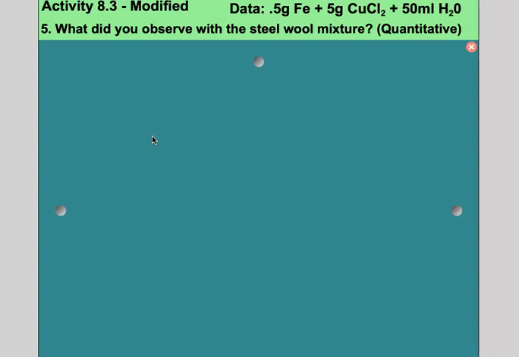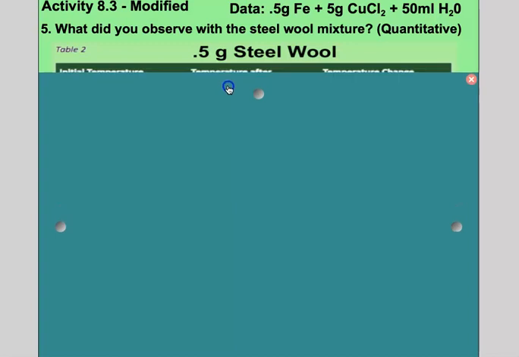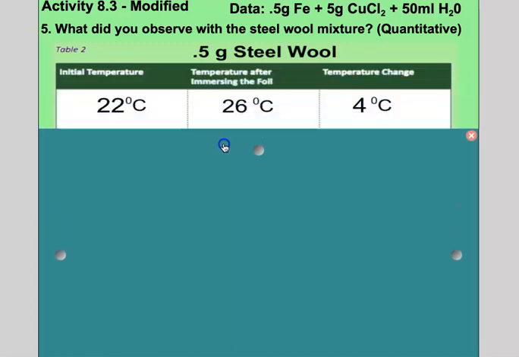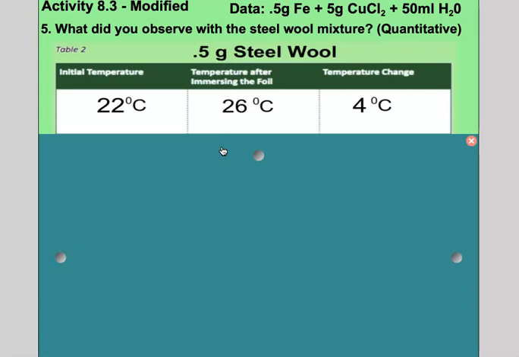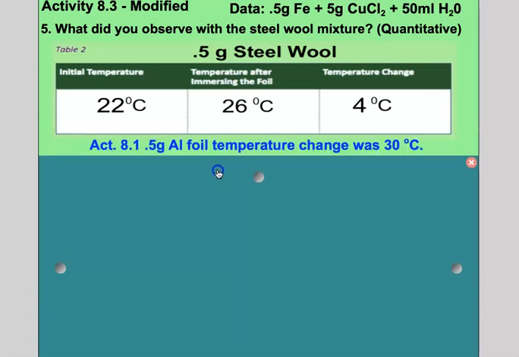So what did you observe with the steel wool mixture? The quantitative data. I have to admit, I was quite disappointed with the steel wool. I was hoping we'd have more of a reaction than what we did. The steel wool for me, 0.5 grams of steel wool, was a whopping 4 degrees Celsius increase in temperature. That was a real letdown. I was hoping for more.